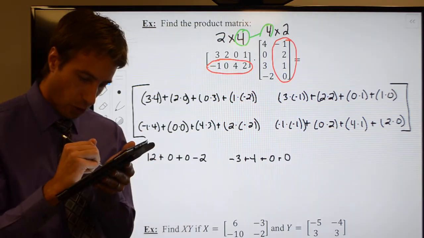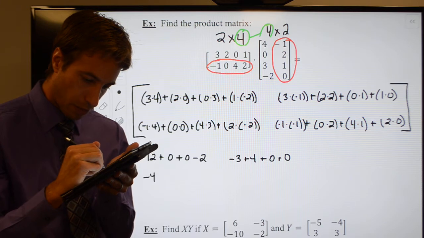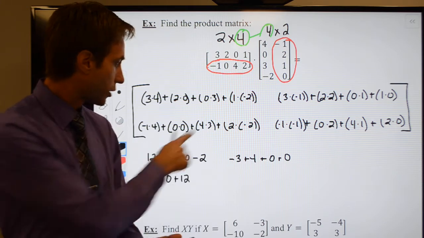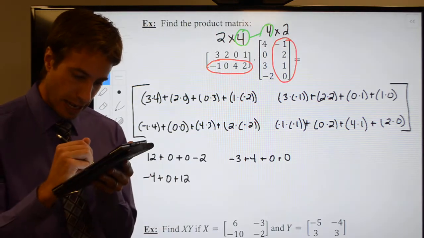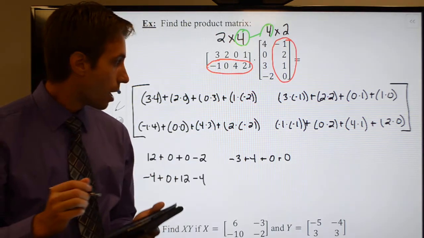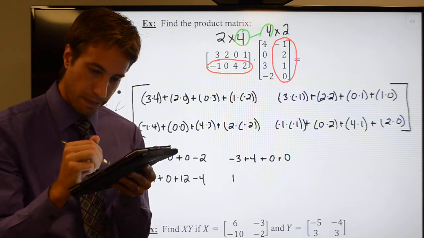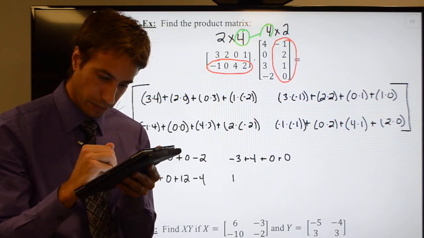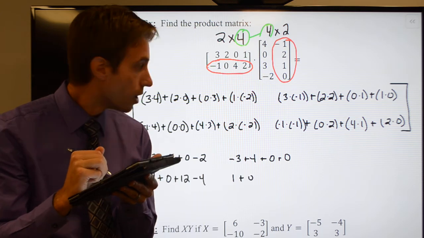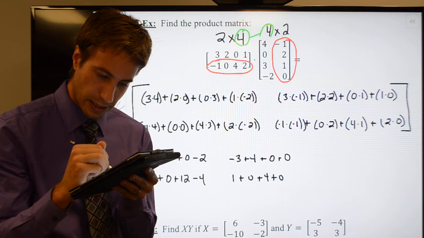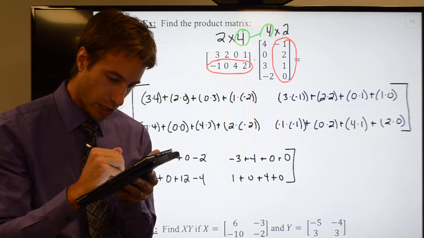Negative 1 times 4 is a minus 4, plus 0, plus 12. 2 times a negative 2 is a negative 4. Negative 1 times a negative 1 is a positive 1. 0 times 2 is 0. 4 times 1 is 4. 2 times 0 is 0. There we go. I apologize.